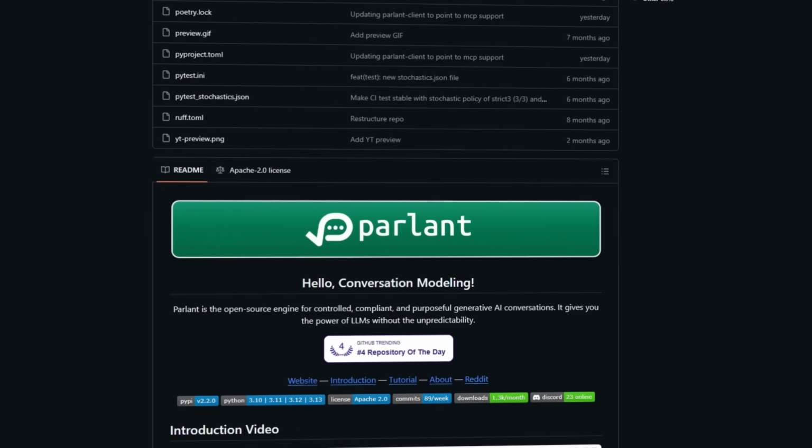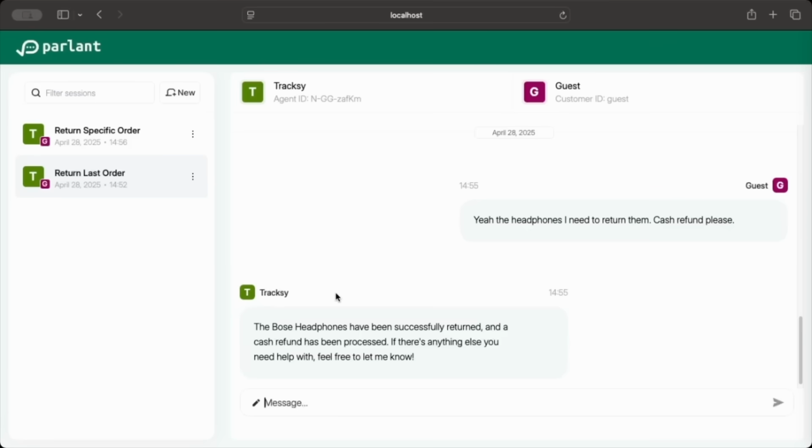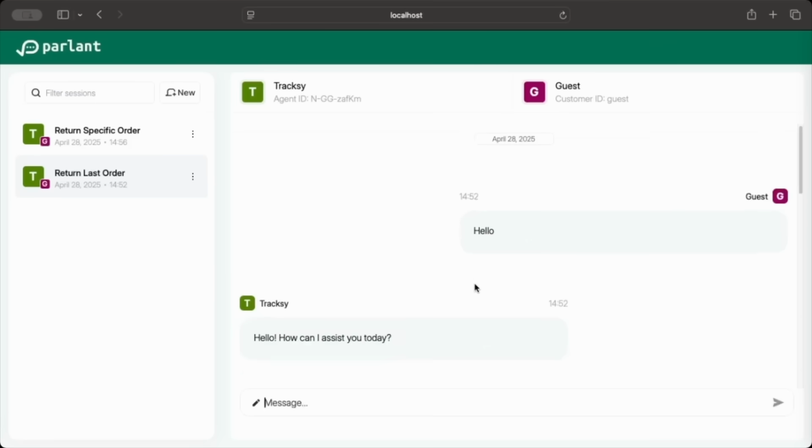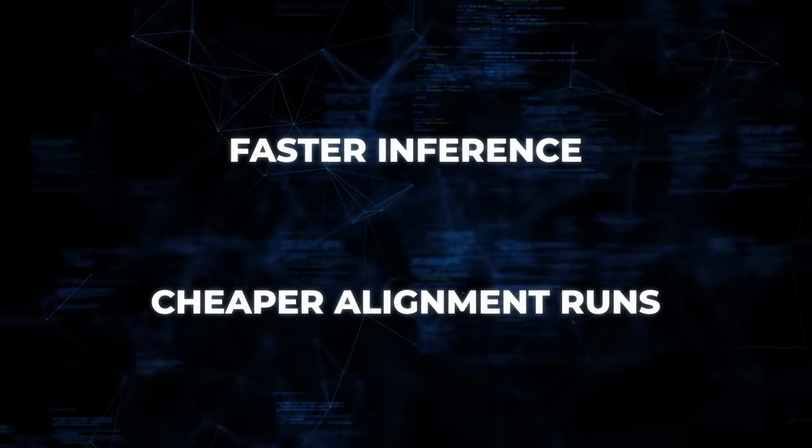They also highlight Parlant, an open source toolkit that lets companies babysit how chatbots behave in customer chats. Faster inference means cheaper alignment runs, so the shout out makes sense.